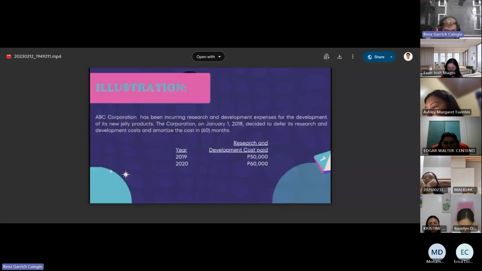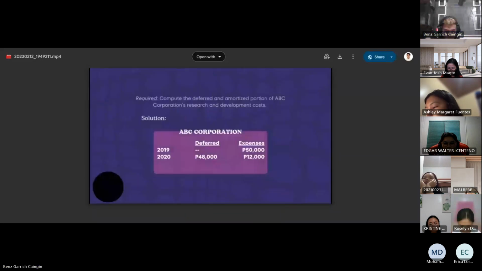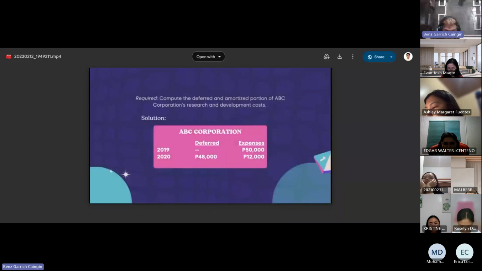So what we need to look for is the deferred and amortized portion of ABC Corporation's research and development costs. The table below shows that in 2019, the deferred is none, and their expenses is 50,000 pesos. For 2020, the deferred is 48,000 pesos, and expenses are 12,000 pesos.